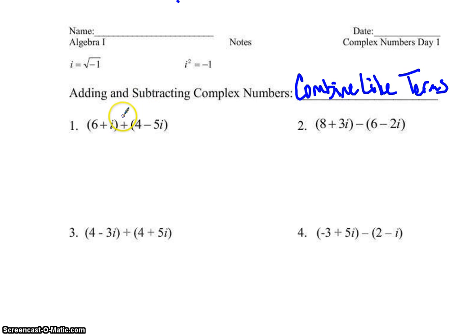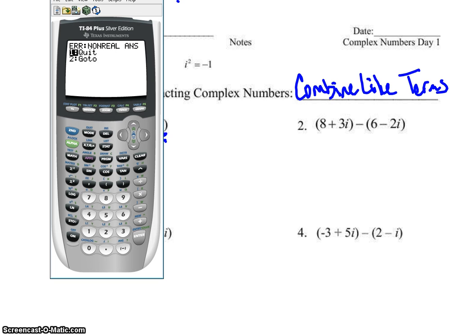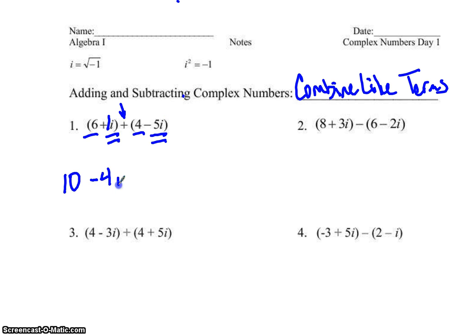So if you have a plus in the middle, okay, then the parentheses do nothing, and you just find your like terms. So 6 and 4 are like terms. i and -5i are like terms. 6 plus 4 is 10. i is kind of like saying 1i. So 1 plus a -5, or you could say 1 minus 5, either way, gives you -4. It doesn't matter which way you put it in your calculator. So anyway, we have -4i. Don't lose your i. And that is your answer.